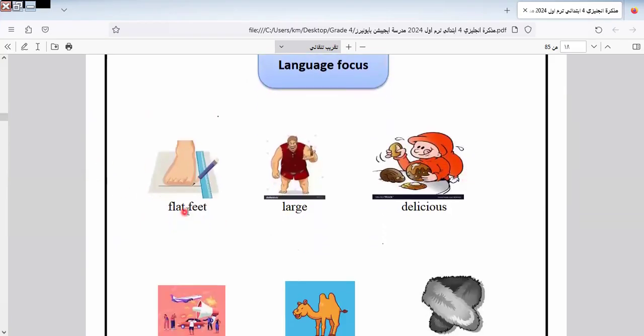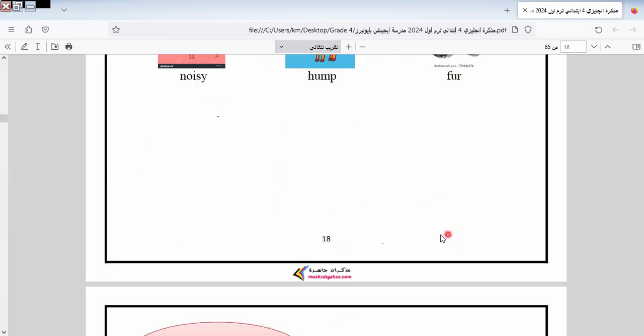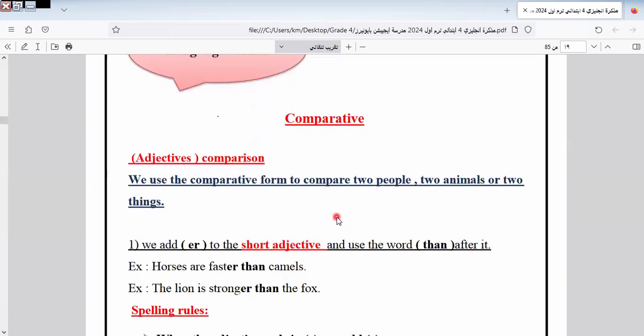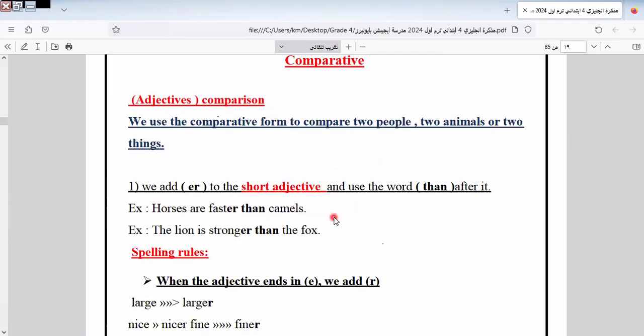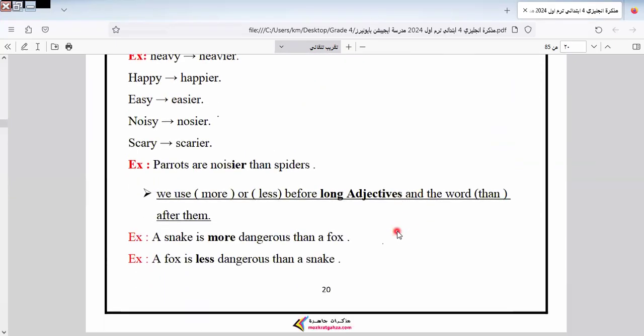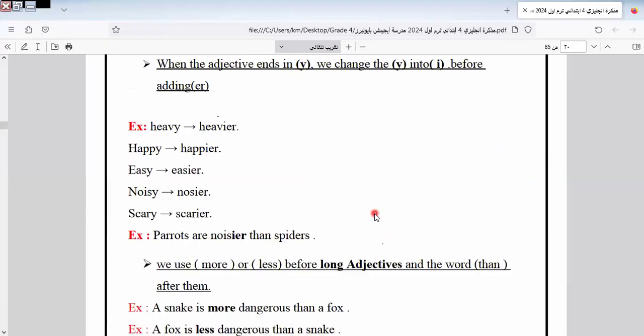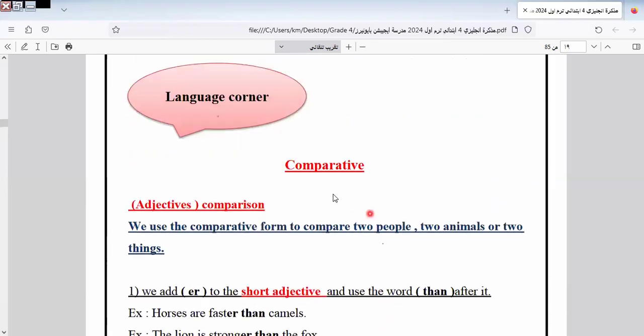Okay. Here we have flat feet, large, delicious, noisy, hump. This is the hump that the camel stores its food in. Fur, this is called fur. In this unit, we talk about what? About the comparative form, not the superlative form.